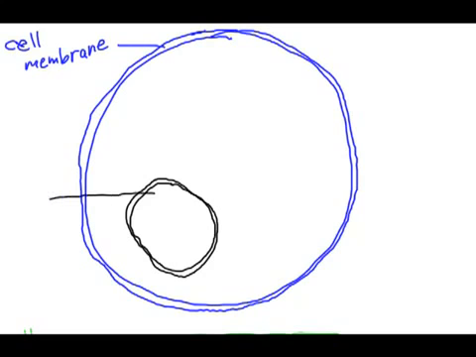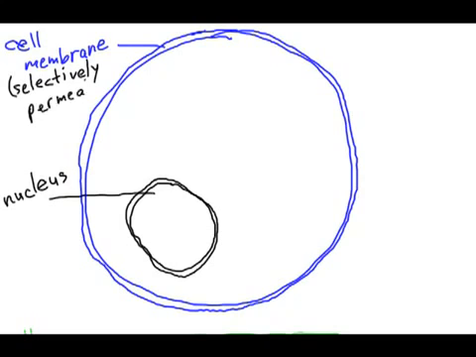So here we have the nucleus, right? And the outside part of the nucleus is really the nuclear envelope or the nuclear membrane. It also has pores within it. One thing I didn't say about the cell membrane is that it's very porous. It's what we call selectively permeable.